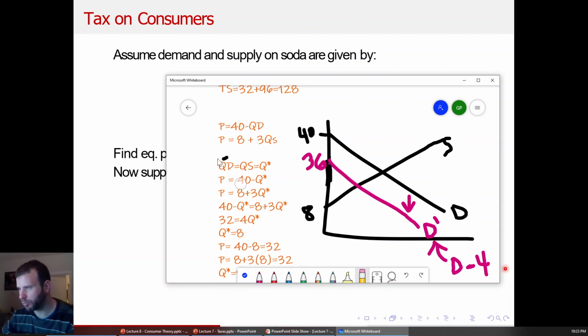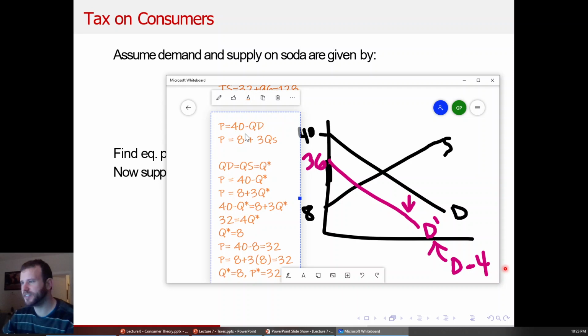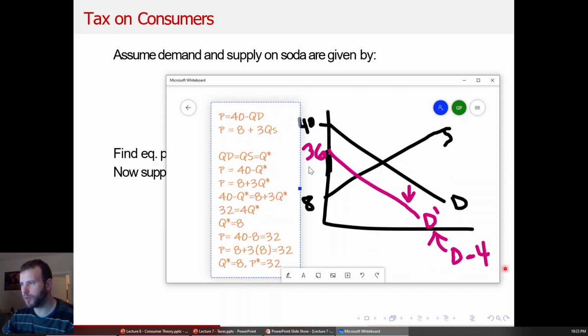Let me erase these random markings that I have here. Okay. So if my demand is shifted down by 4, take a look at the graph. What's the new equation? Well, the slope's not going to change, but I'm paying some amount to the government. My new y-intercept is 36, right? Just like we showed you.